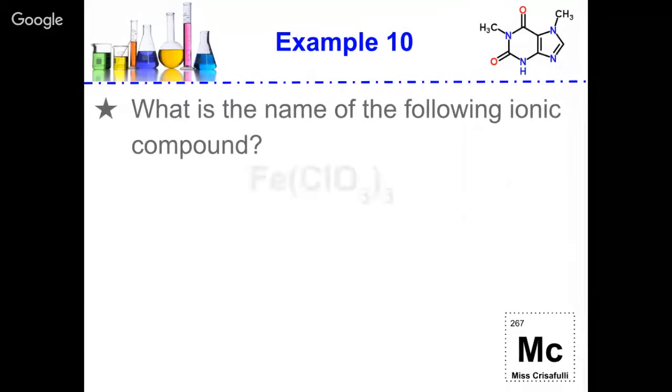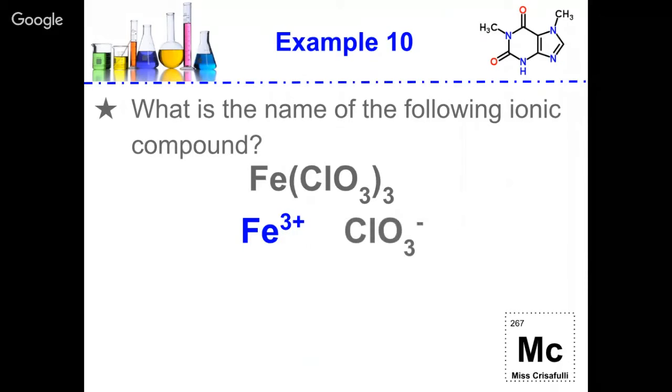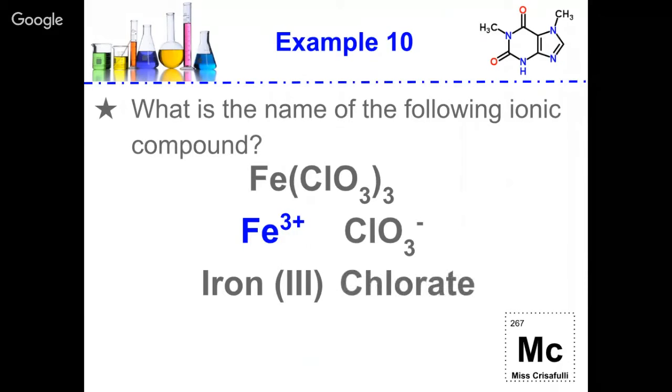And let's look at this final example. Fe(ClO3)3. Well, who's the cation here? The cation is iron and it has a 3+ charge. The anion is ClO3-. And iron is one of those, remember, it's a transition metal, so it could have multiple charges. So in this case, it's iron 3+, so we need to write that with a Roman numeral to know that we're talking about iron(III). And then the second part of it is the chlorate ion. So the name of this formula is iron(III) chlorate.